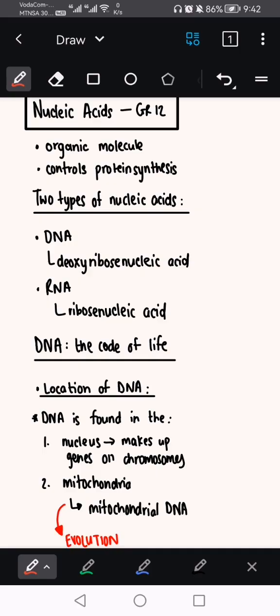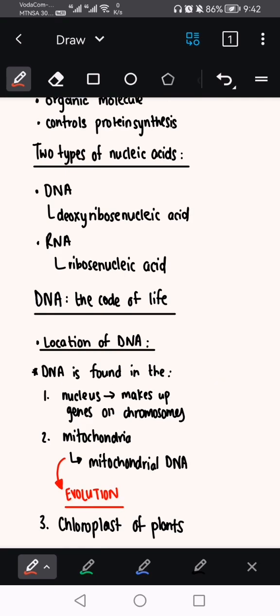Subsequently, RNA is not deoxygenated. It is a ribose sugar. It is a nucleic acid. When it's a nucleic acid, ultimately it means that it's an organic molecule, and it also controls or plays a role in protein synthesis. So those are the various deductions that you need to make throughout this video.